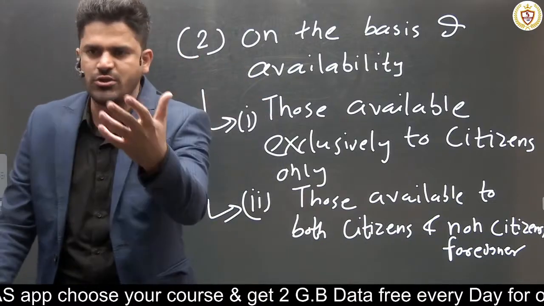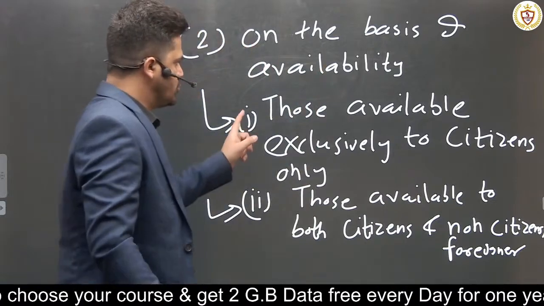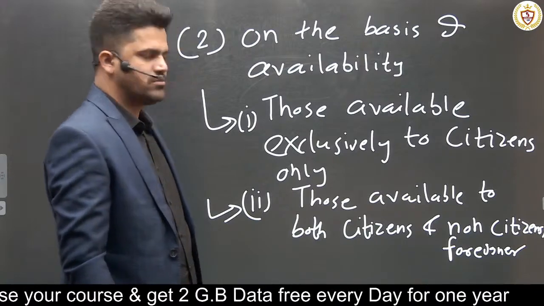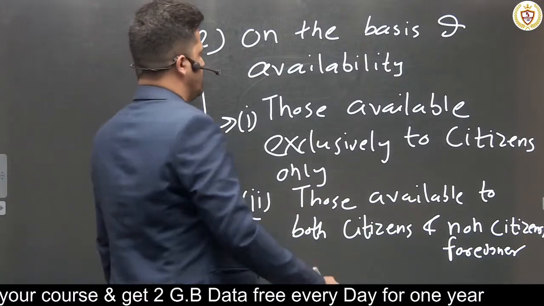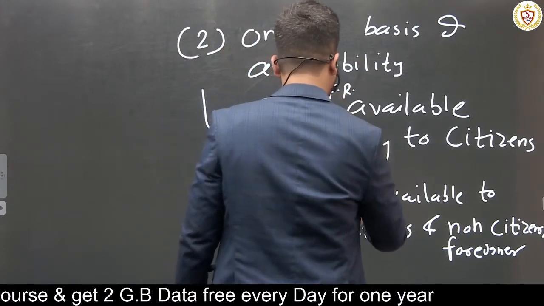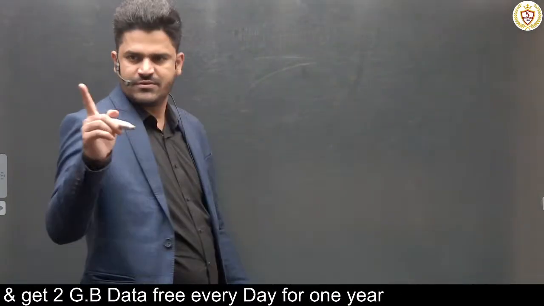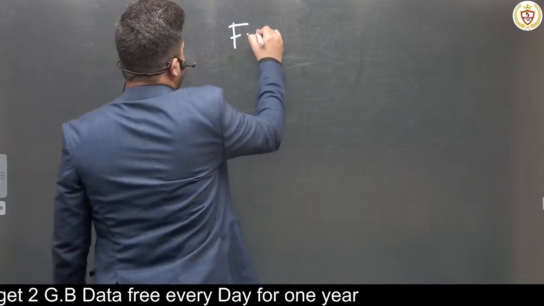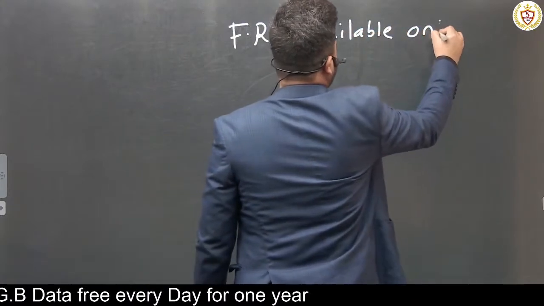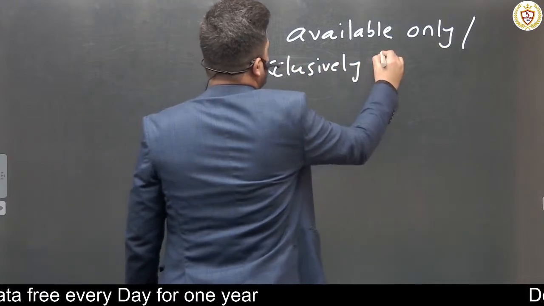First way of classification was on the basis of content, six fundamental rights. Second, on the basis of availability: those fundamental rights which are available exclusively to citizens only, and those available to both. Okay? Fundamental rights. Let's go, now first, fundamental rights available only or exclusively to citizens.